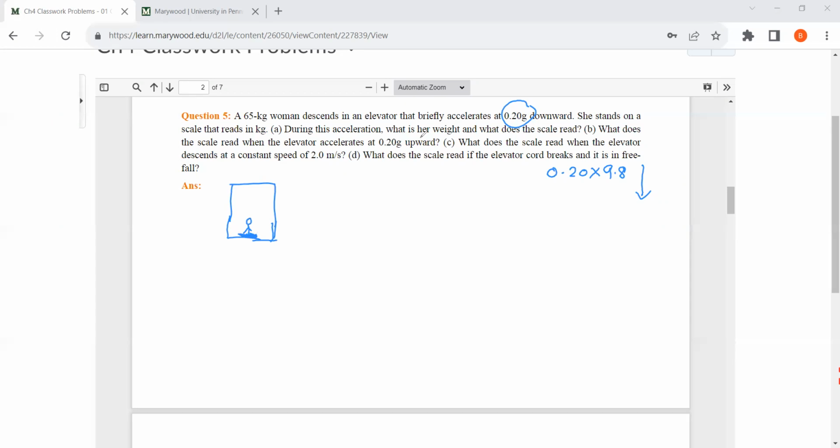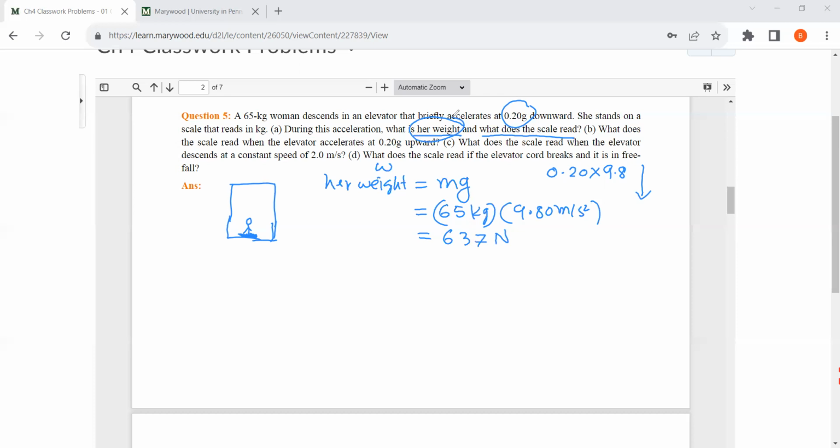So here are two questions: her weight, and what does the scale read? Now her weight is m times the gravitational acceleration. So weight, or the gravitational force, is equal to m times the gravitational acceleration. If her mass is 65 kilogram, then her weight will be 637 Newton. So this is her weight. So we answered this question.